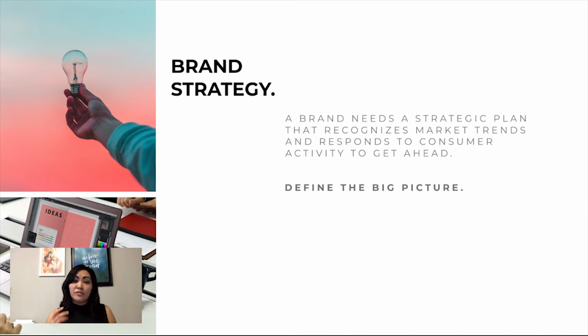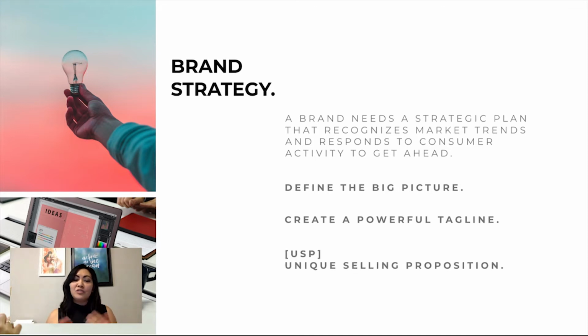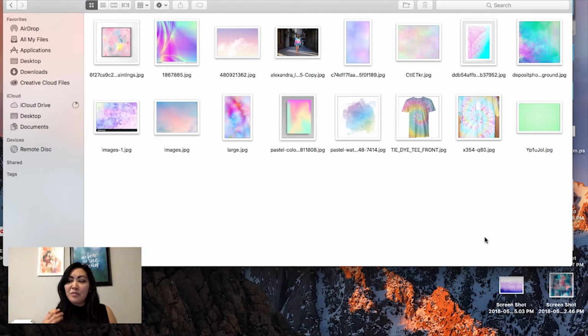To have a brand strategy, the first thing you need to do is define the big picture. Where do you see yourself 5 years from now? What do you want to create? You also want to create a powerful tagline, something that's catchy, something that stands out, something that people can remember. And then you also want to have a unique selling proposition, a USP. What does that mean? It means what is the unique thing about your product or your artwork that you're selling that nobody else is doing. Just remember that coming up with ideas can take time to incubate and to realize. When I really started to get serious about branding a body of my work, it was early January 2016. That's when I really started getting serious.